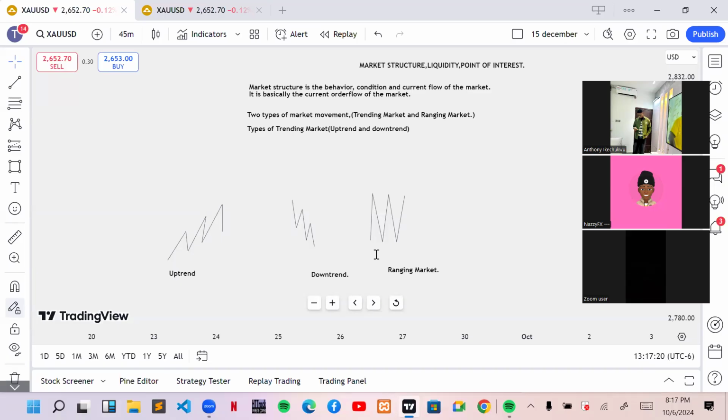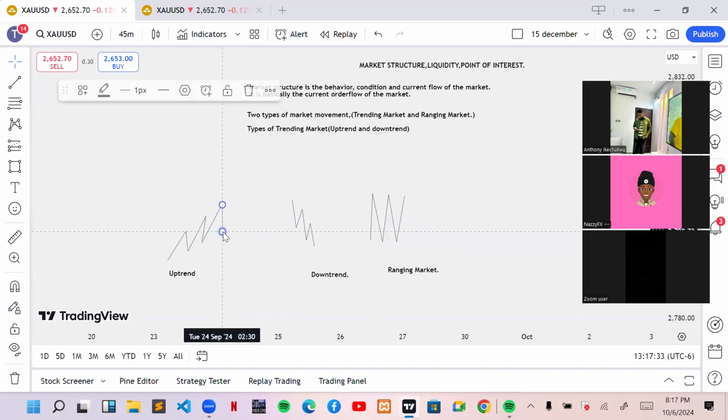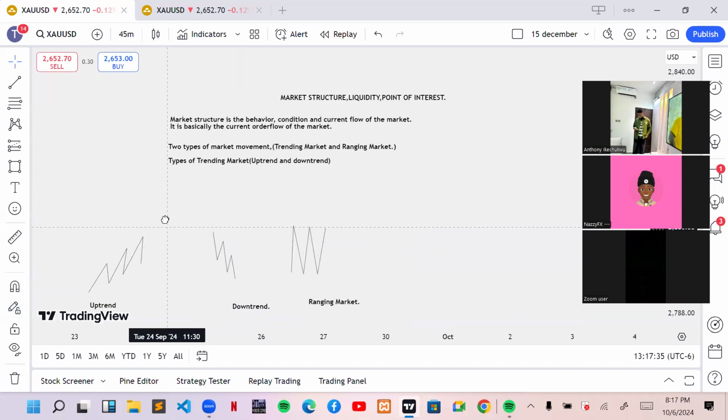Now, in the market structure part of this strategy, there are two things I look out for. Number one, I look out for market structure shifts. Number two, I look out for break of structure. Now, what is a market structure shift?